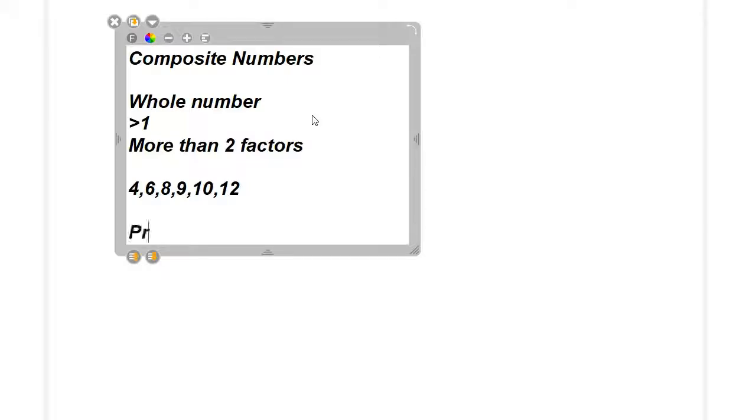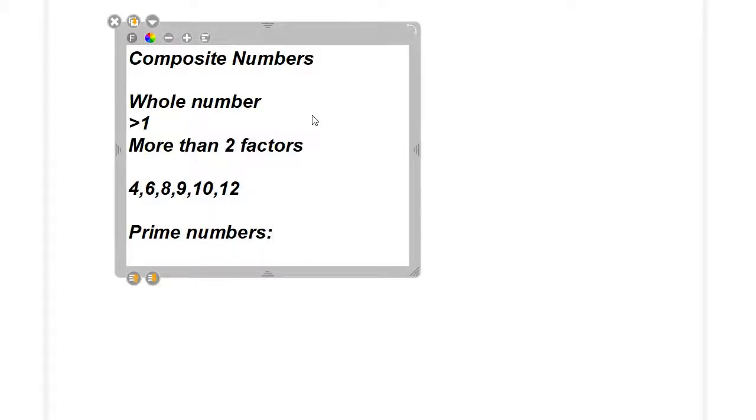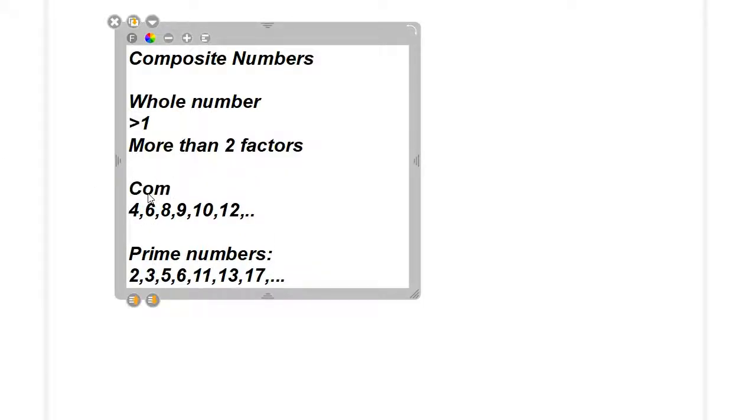Let me show you something special here. Prime numbers are 2, 3, 5, 7, 11, 13, 17, and so on. This list also goes on. These ones are composite numbers, right? So composite numbers, prime numbers.